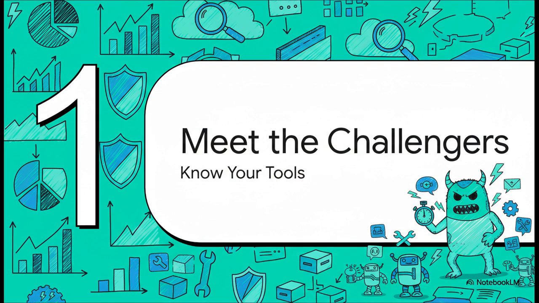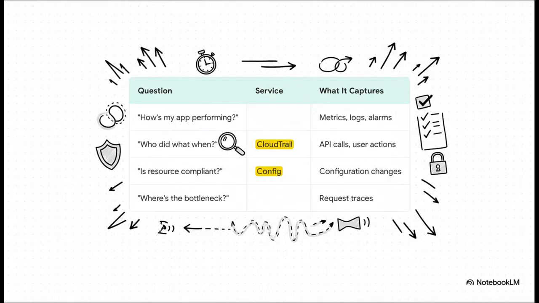All right, first things first, before you jump into any challenge, you've got to know your tools, right? So let's get acquainted with the main players in the whole AWS monitoring arena. Okay, look at this table. This is basically your cheat sheet, your foundation. If you can answer these 4 simple questions with the right service, you are well on your way. How's my app doing? That's CloudWatch. Who did what and when? That's CloudTrail. Every time. Is this thing configured right? You're looking at Config. And where's the slowdown? Where's the bottleneck? That's X-Ray.